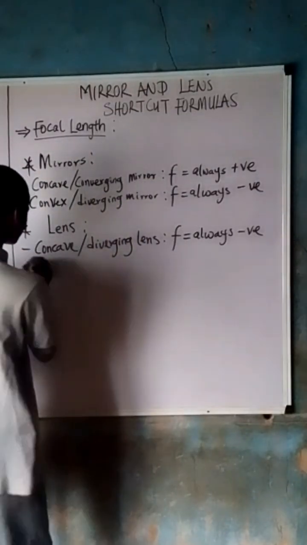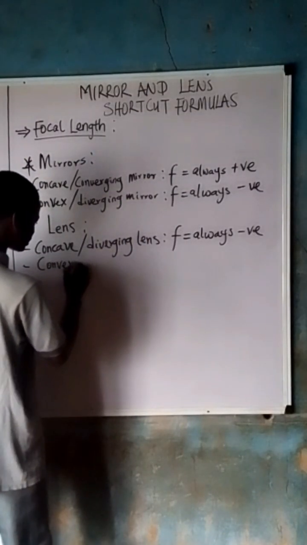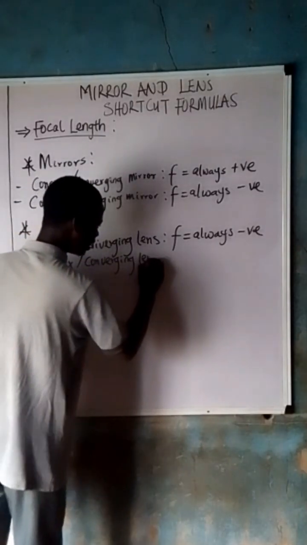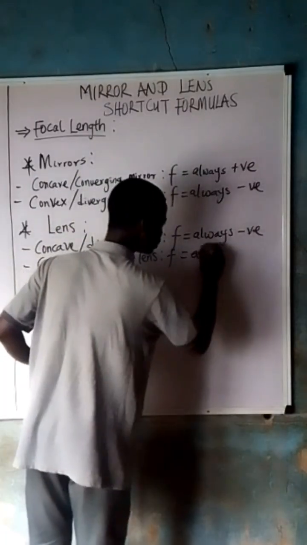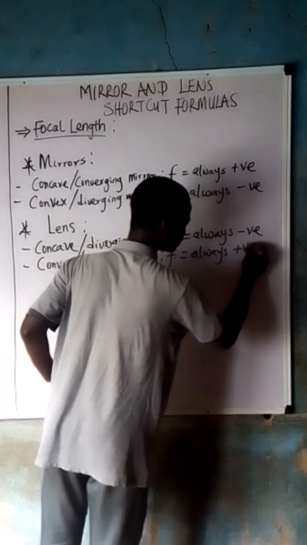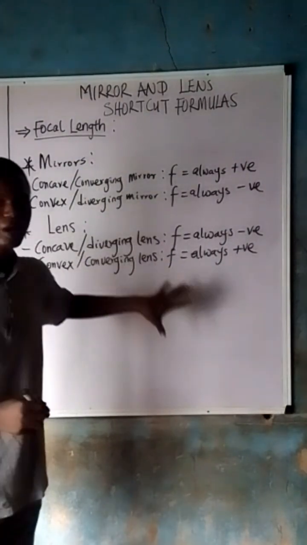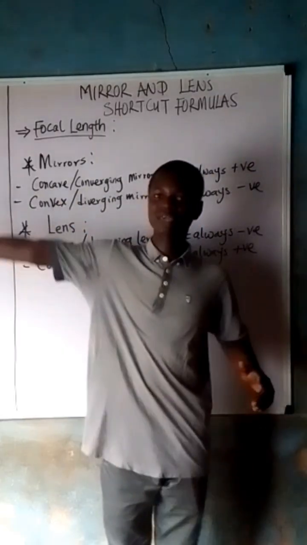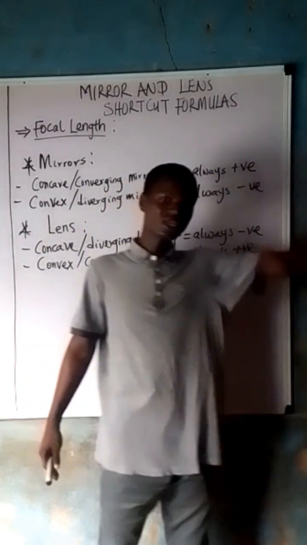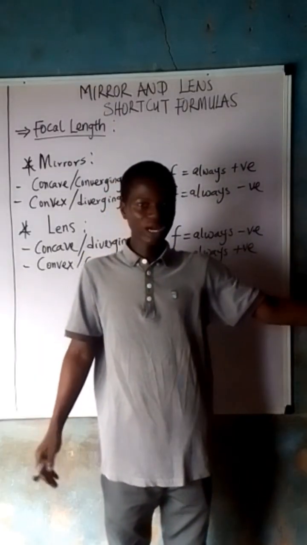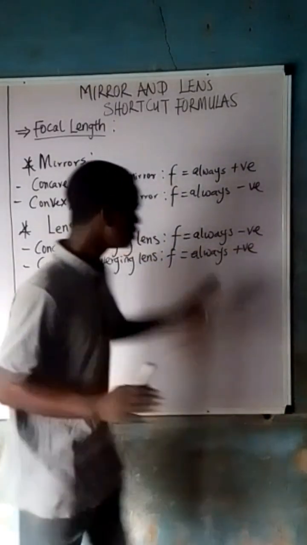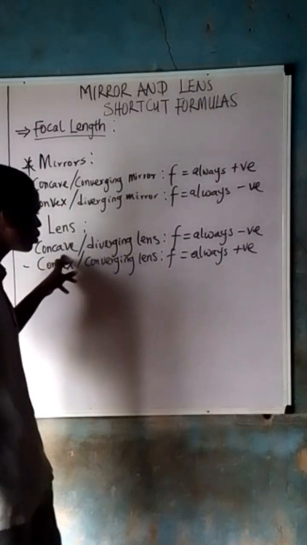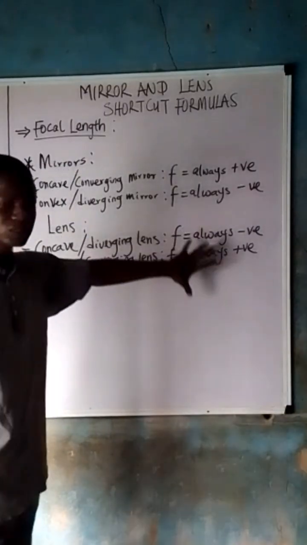Are you seeing that? Then for the next, which is the convex lens, or what we call the converging lens, the focal length is always positive. First things first, these two must be at the back of our mind before I start treating the shortcut formulas. So where we're saying concave mirror, positive focal length. Concave lens has negative focal length. It's like we are just interchanging the two things. Concave is also called converging, but in this place, concave is also called diverging. I hope all this is taken.